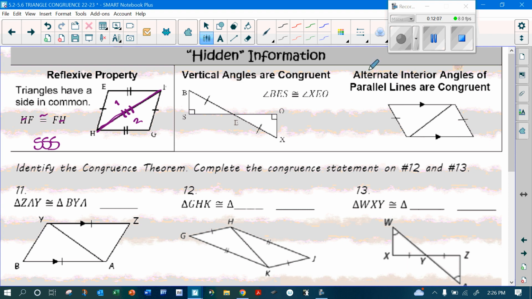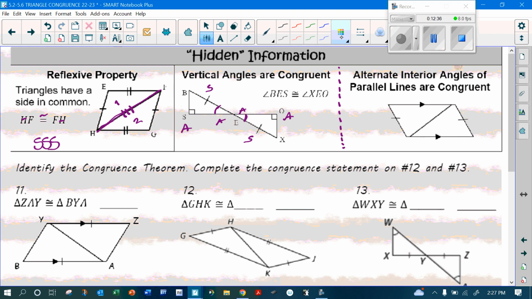In this instance here, I am missing a line here. So here, they're going to expect you to automatically know all vertical angles are congruent. That's an automatic. So I know this angle is congruent to this angle because they're vertical. This angle is congruent to this angle because they're both 90. And this side is congruent to this side. So this would be angle, angle, side.